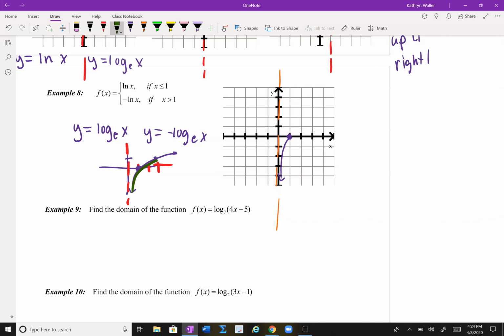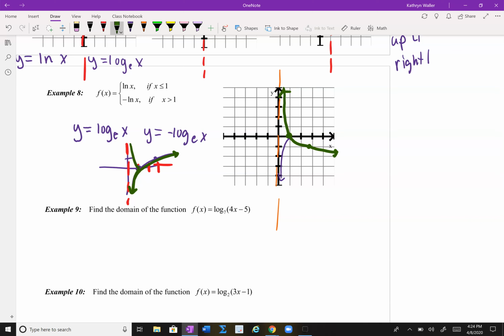Okay, so there's my parent right there. And now the location of that negative is to reflect it across the x-axis. So the asymptote's not going to change. I'm going to graph this in green. The 1, 0 is going to stay 1, 0. The 2.71 is going to be 2.7 comma negative 1. And this down part is going to come up like that. So when I reflect it, it looks like that.